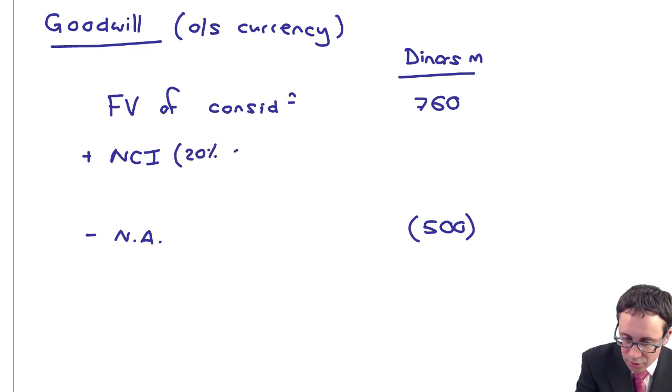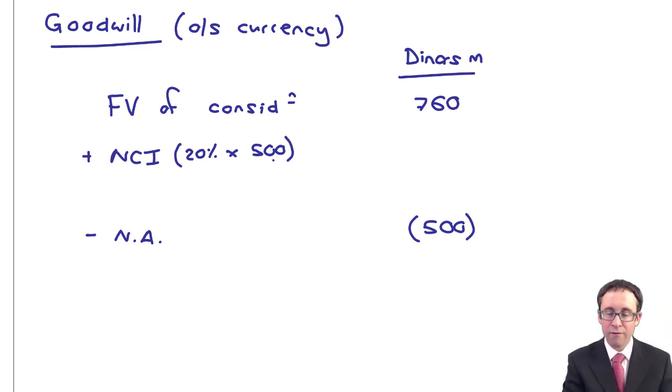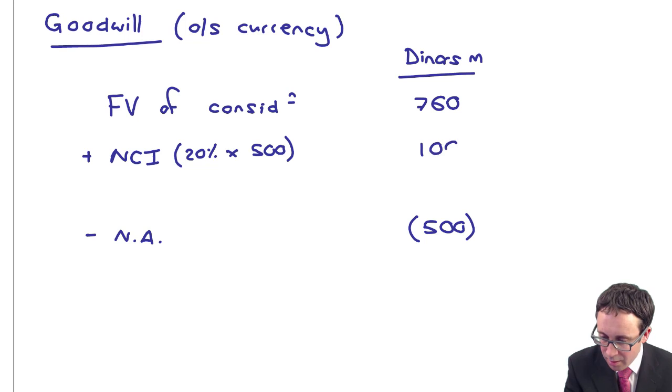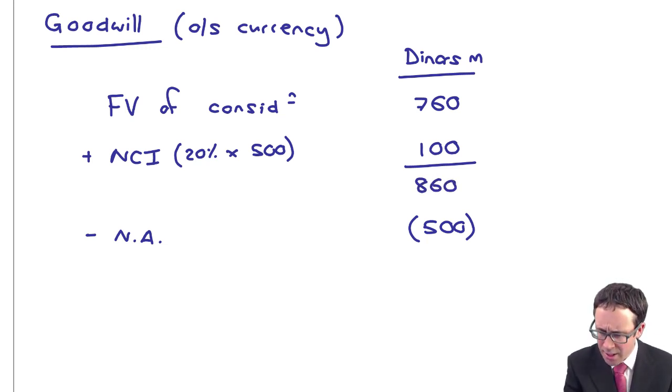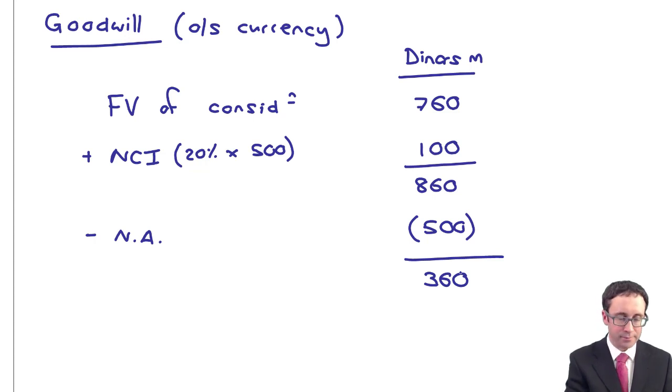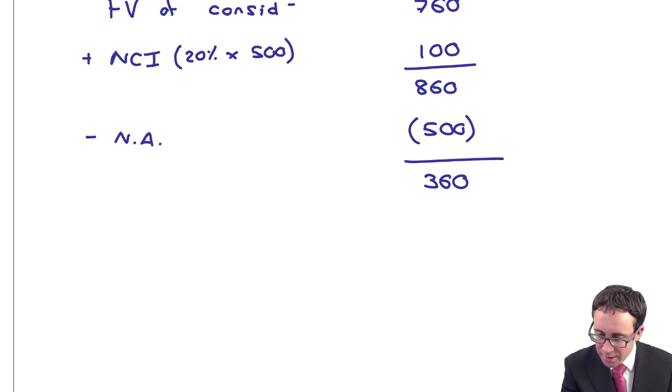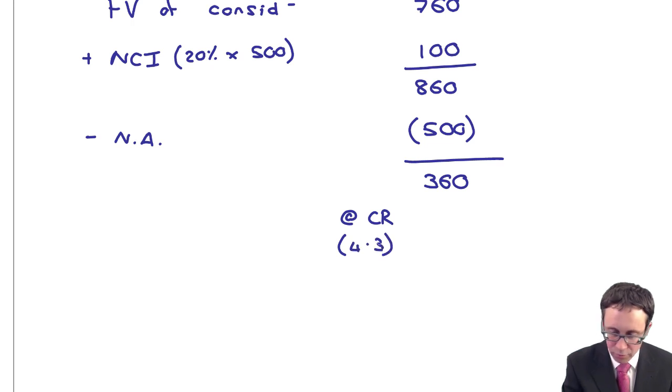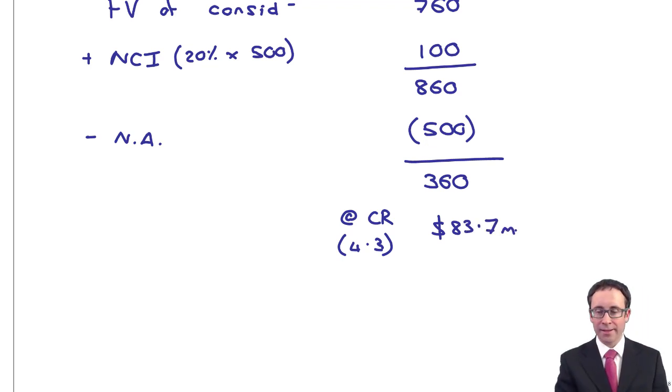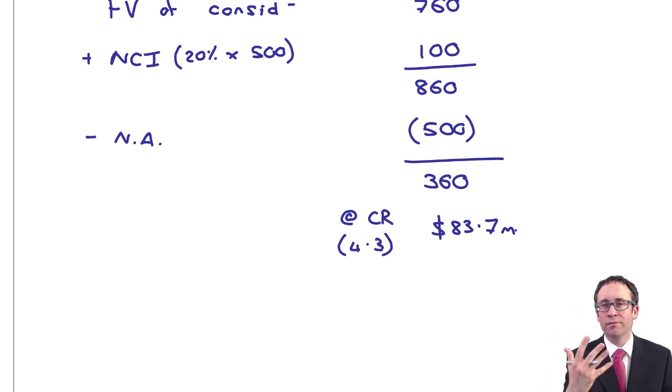And then the NCI is 20% of 500. Okay, so does that give me 100? So what you've got there is the entire subsidiary is worth 860 less the 500, is that 360? Okay, 360, we're going to translate that there at the closing rate. Closing rate was 4.3. Does that give me, on rounding, $83.7 million? Okay, there we go. So that figure there would appear on the group statement of financial position, smack bang on the face of it within non-current assets.